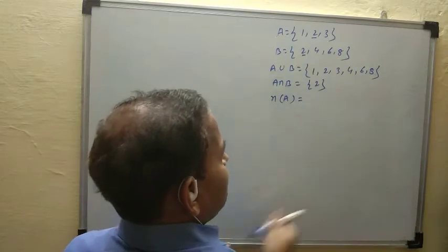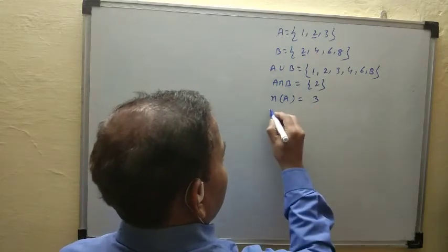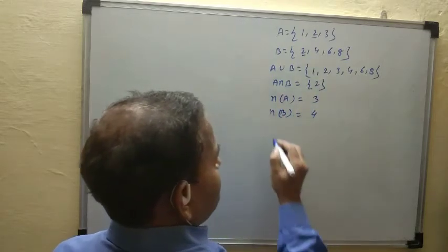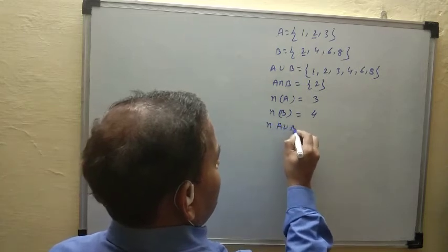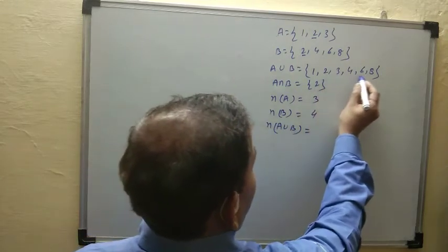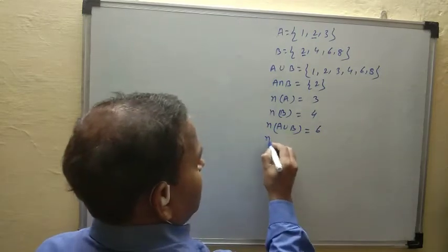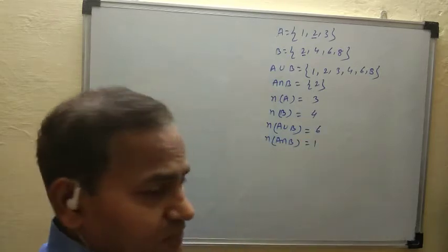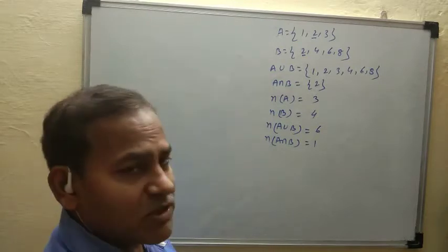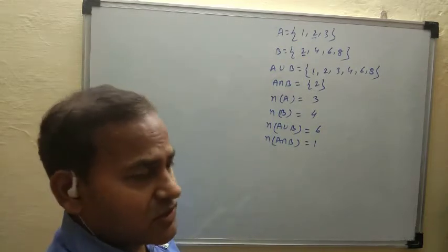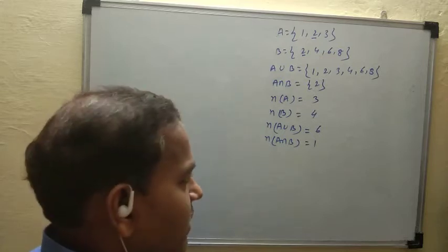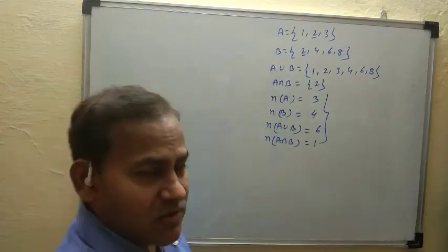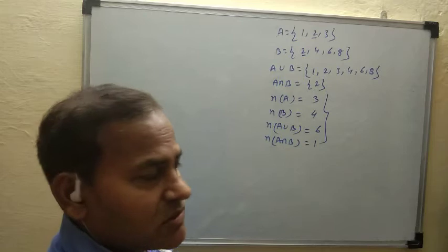Set A has 3 elements, so n(A) is equal to 3, and n(B): B has 4 elements, so n(B) is equal to 4. And n(A union B), count it: 6 elements. And n(A intersection B): here only 1 element. So these are the numbers of elements of sets A, B, A union B and A intersection B. Now find the relation between these 3 numbers.